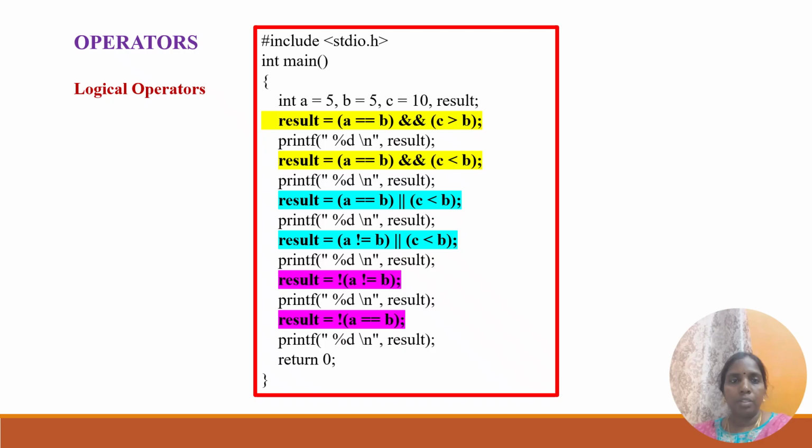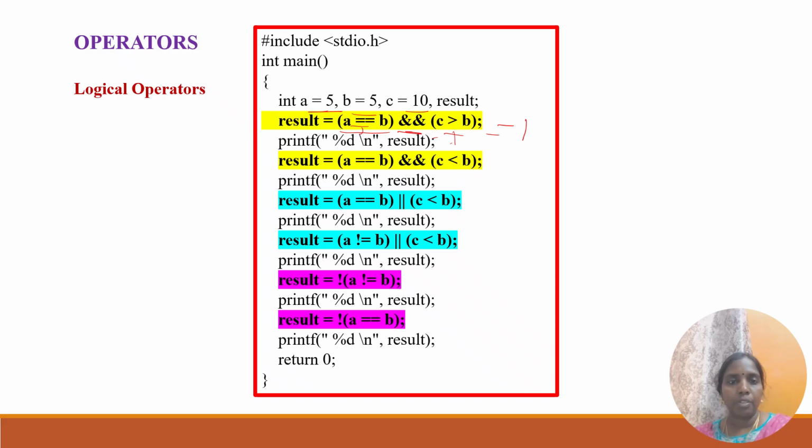So for example, in this code snippet, the value of a equal to 5 and b equal to 5 and c equal to 10. So for this result, we are using the relational operator followed by a logical operator. So a equal to b, this value is true. And c greater than b. So c is greater than b, true. So the output of this expression should be 1 and 1. So the output is equal to 1.